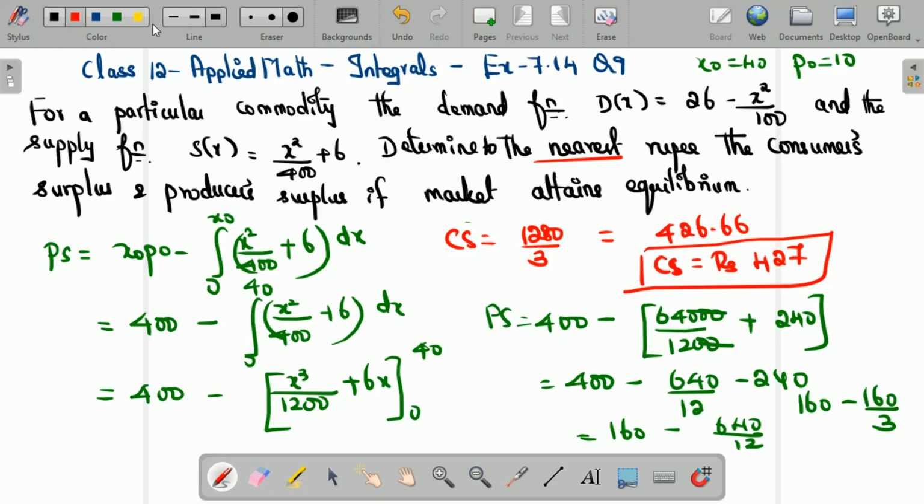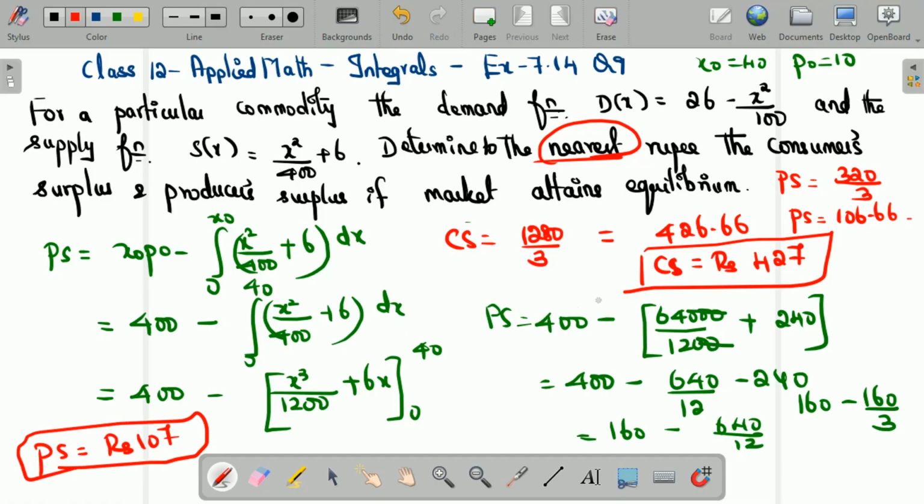So let's compute the PS. So PS on taking LCM, it is going to be equal to 320 divided by 3. So PS is going to be equal to 106.666. That's what is the value. They also told to find out to the nearest rupees. So PS is going to be equal to rupees 107. That is going to be the nearest value that we need to have.